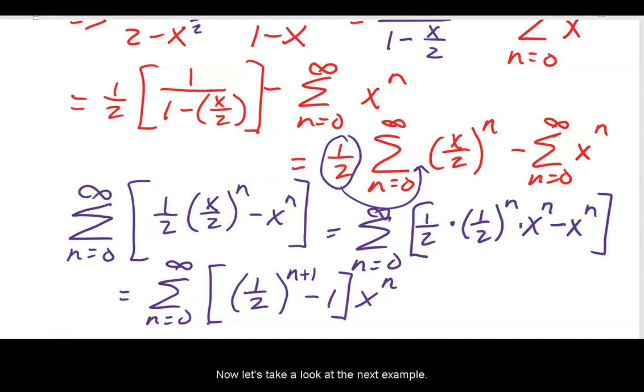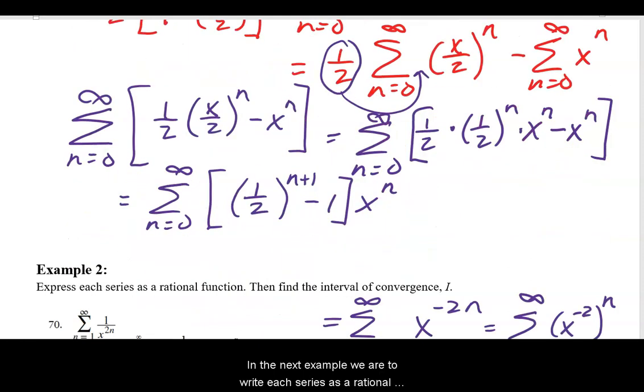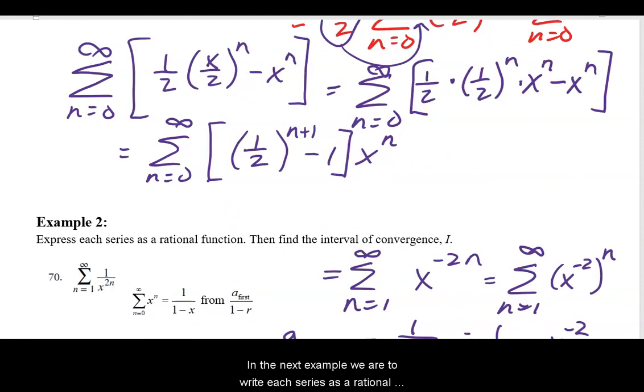Now let's take a look at the next example. In the next example, we are to write each series as a rational function, then find the interval of convergence. Here is the original problem here on the left, the sum from n equal 1 to infinity of 1 over x to the 2n power. We need to rewrite this in its power series representation.